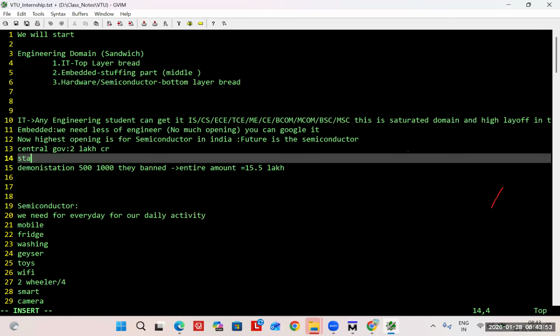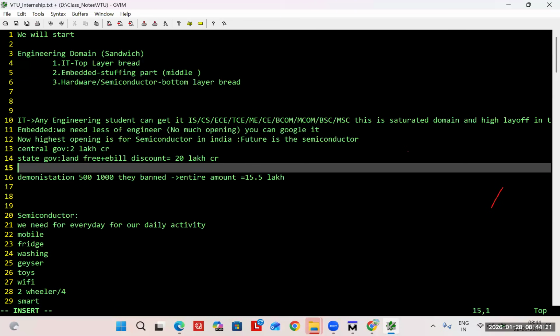Then the state governments, Andhra, Telangana, Karnataka, Orissa, UP, are telling us they will give land free and electric bill discounts. If you put all that together, it is almost another 20 lakh crore if they charge properly. Around 20 to 30 lakh crore only the government has funded.